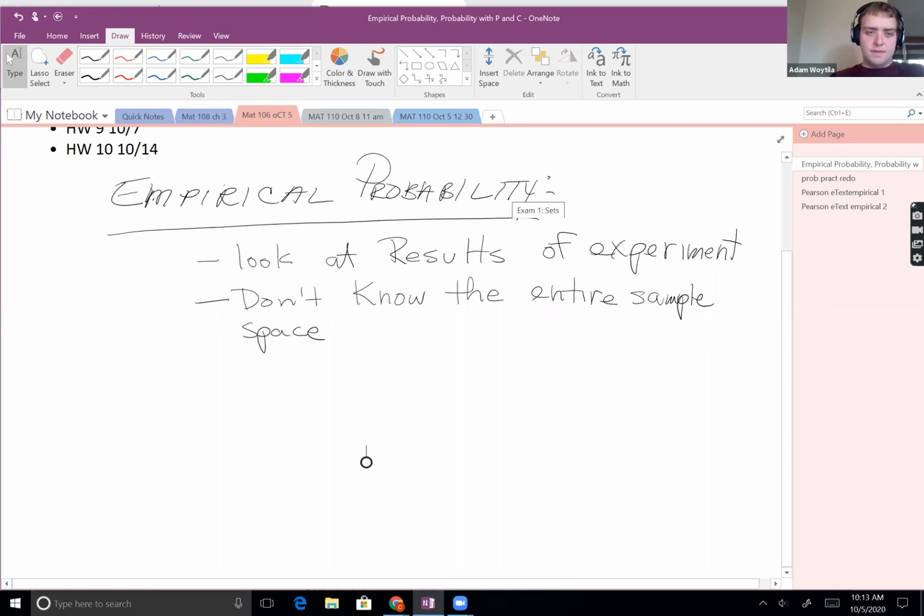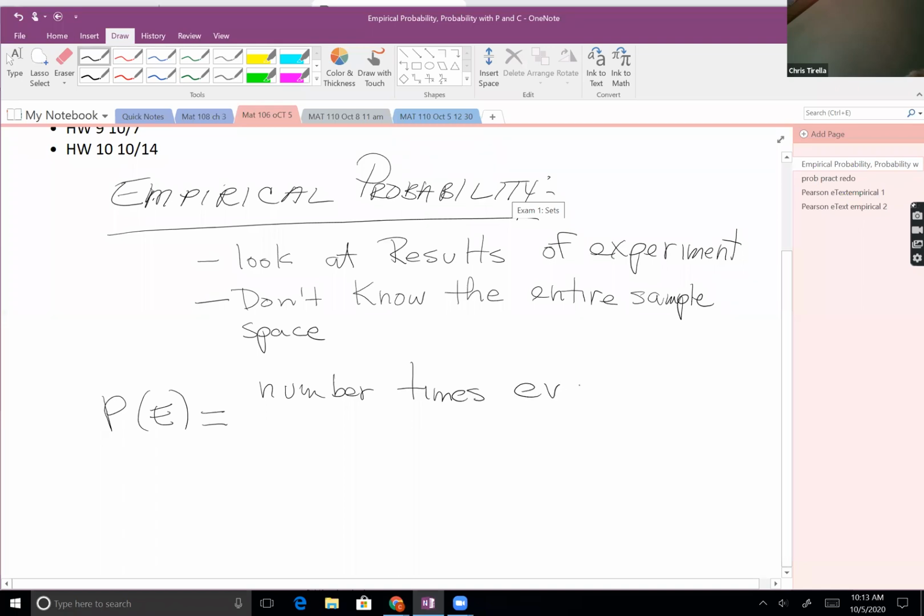Okay. But it would be sort of unethical to try to build a sample space of drunk people and see if they got into accidents or not. So instead of looking at it as a whole sample space, we look at the results of an experiment. And so we'll say the empirical probability of an event is equal to the number of times the event occurs over the number of times the experiment was performed.